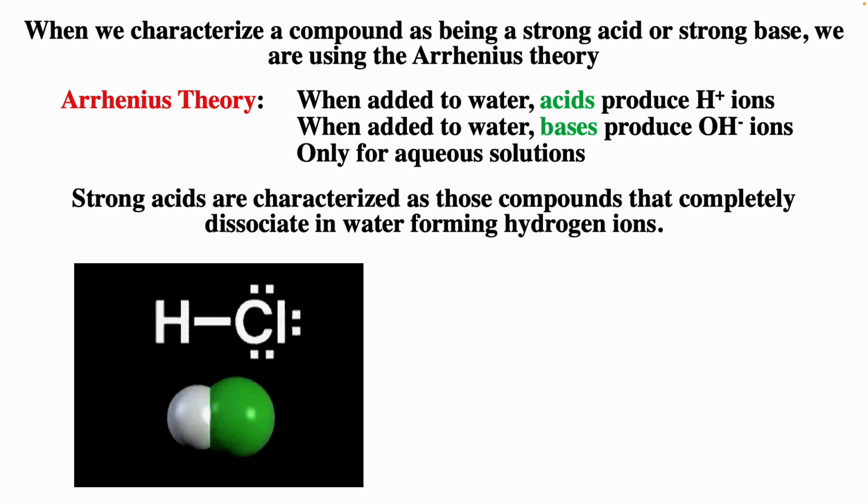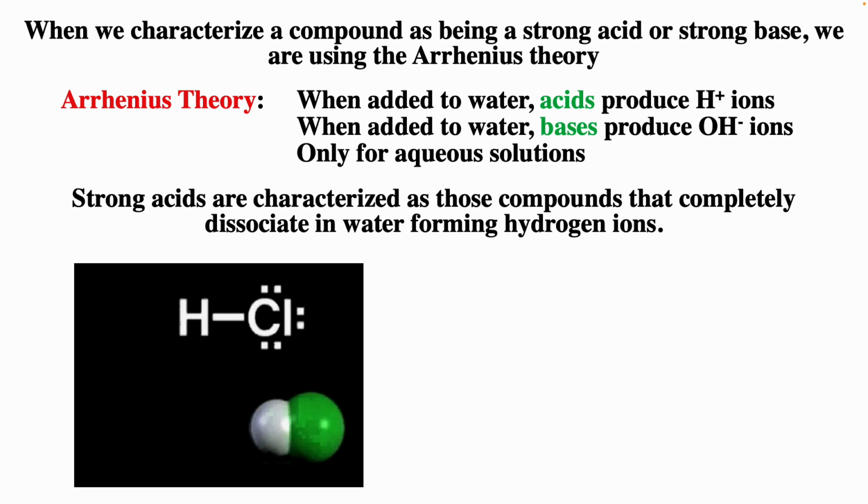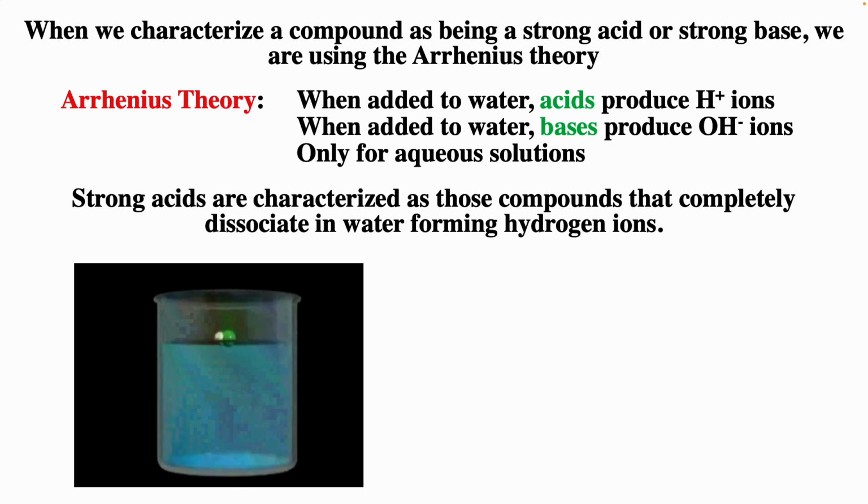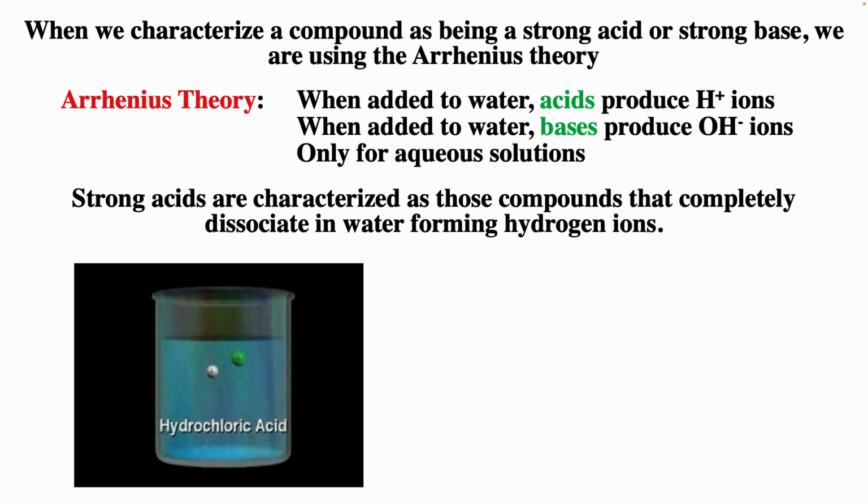Strong acids are characterized as those compounds that completely dissociate, meaning that basically 100% of the acid molecules break apart into ions. An acid is a substance that produces hydrogen ions when dissolved in water. Hydrogen chloride is an example of a common and important acid. When hydrogen chloride gas dissolves in water, it forms hydrochloric acid.